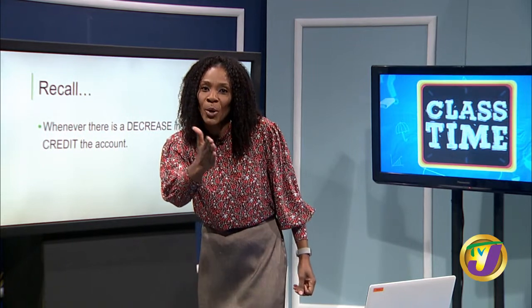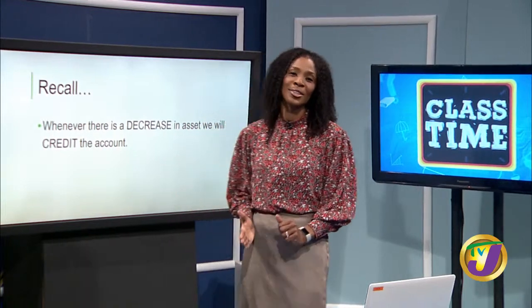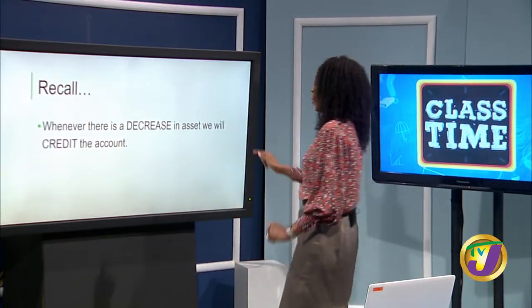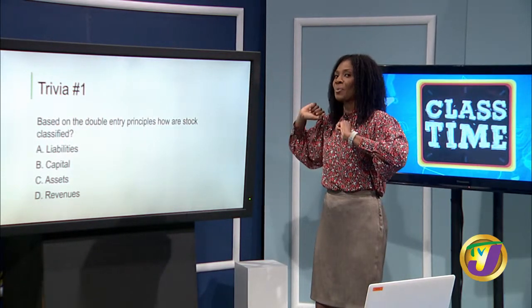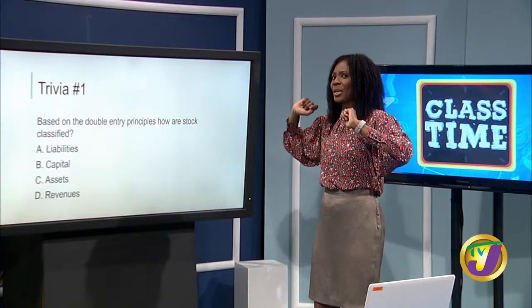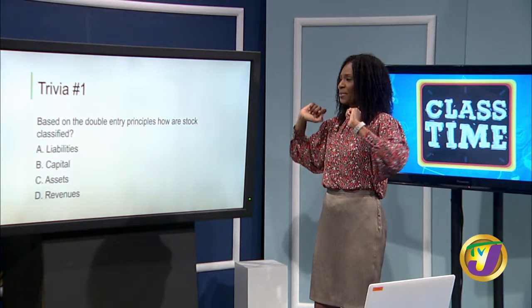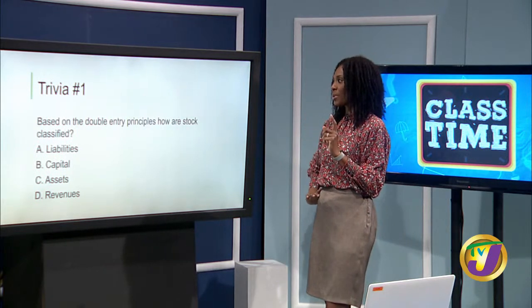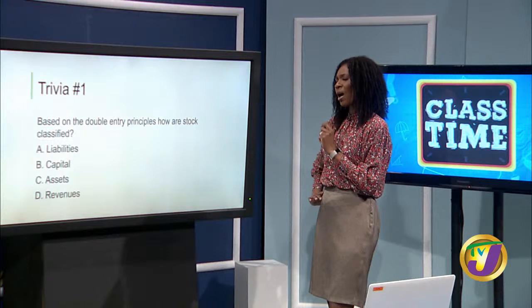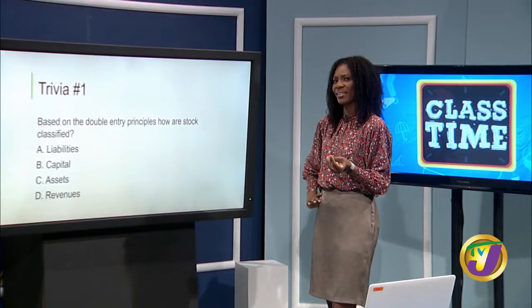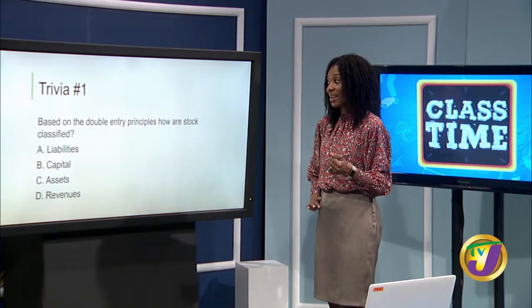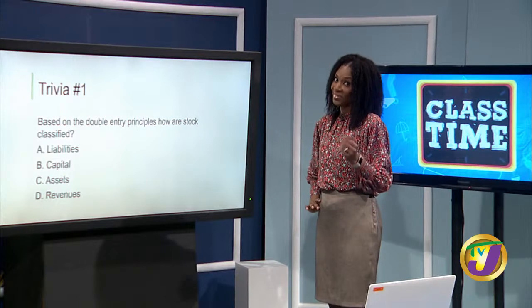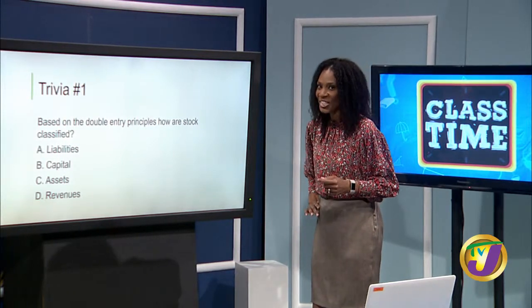So which account do you think we're going to open up now to record the goods that we are sending back to our supplier? We're going to open up a what? Think. But just before you give me your answer, let me give you a trivia to see how much you're learning. Based on the double entry principles, students, how is stock classified? Is it classified as a liability, capital, asset, or revenue? The answer is coming up. Just think.